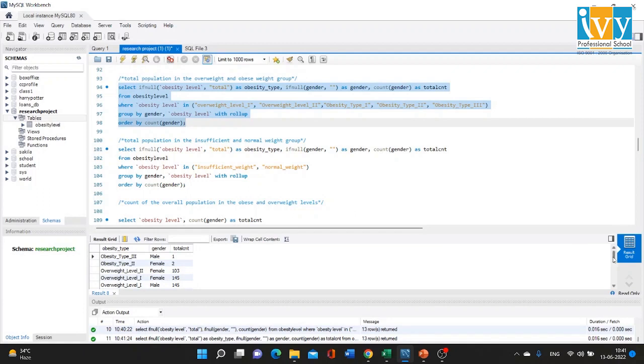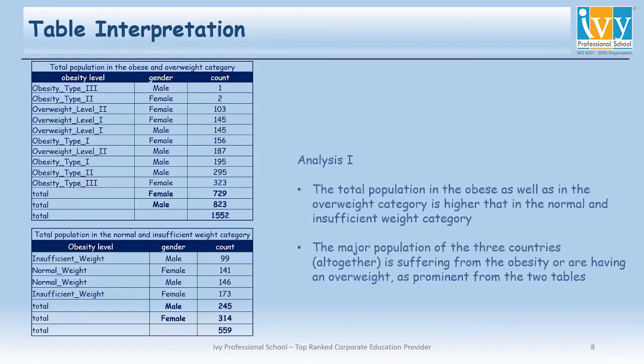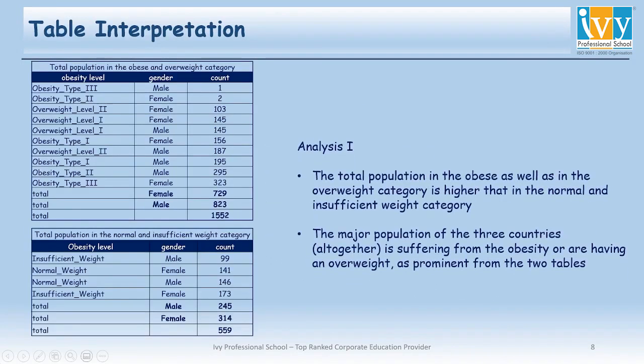so this is my entire result grid that has been shown in a proper table format. Now, when I export this table to Excel and present it in my presentation, this is how my table looks. So here I see that 729 female and 823 male population belongs to the obese and overweight category. In all, 1552 records out of the 2111 records are falling in these obese and overweight categories.